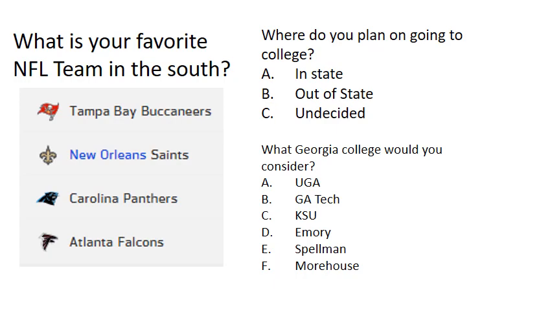Another example, where do you plan on going to college? In state, out of state, or undecided. Okay, those are the options. Those are the only three options they can give. And again, make sure you notate whether it's a boy or a girl that gives you each answer. And then what Georgia college would you consider? And if you list the specific Georgia colleges, again, that is another way to get a categorical question.